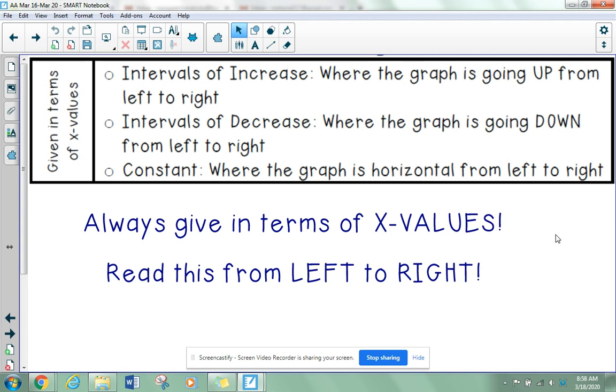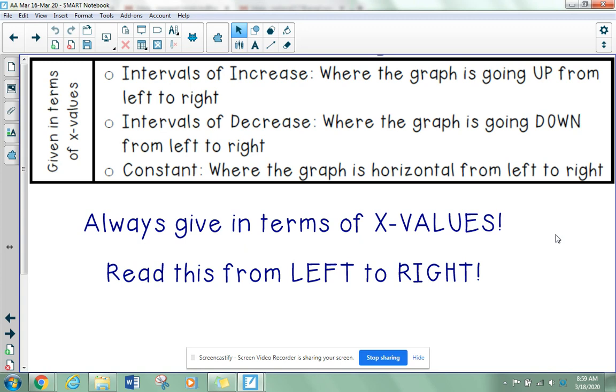All right, so intervals of increase and decrease, it basically is exactly what it sounds like. It is when you look at a function on a graph and you determine where the graph is going up from left to right, that would be an interval of increase. Where the graph is going down from left to right, that'd be an interval of decrease.